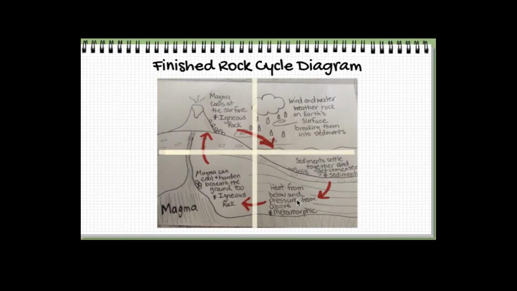So this is an overall on the back of those notes: magma cools at the surface and becomes igneous rock. We find that when wind and water weather rock on Earth's surface, breaking them into sediments, the sediments then settle together and get cemented to become sedimentary rock.